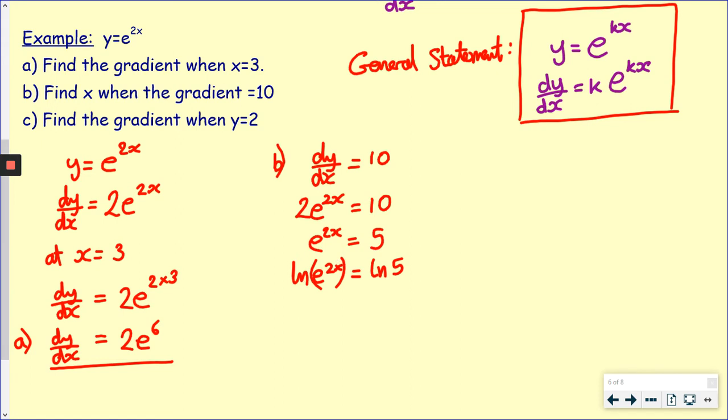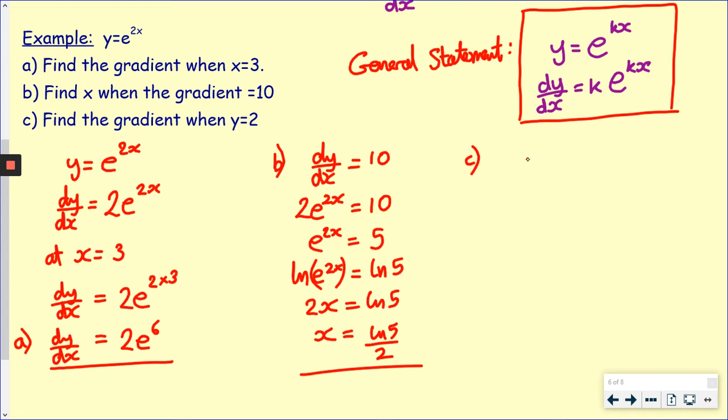Ln of e, that inverse function, so I'm just going to be left with 2x equals ln of 5, so x equals ln 5 over 2. Again, you can find a decimal equivalent if you wanted to, but that is the exact answer. Finally, part C, find the gradient when y is equal to 2.